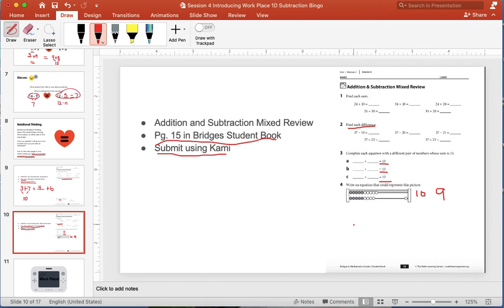If you have any questions, please let me know. Please don't forget to submit using Kami, or complete it all using Kami if you want to do it in your workbook and then put it on Kami, whatever you want to do. But it needs to be submitted through Kami, both of the worksheets. Please let me know if I can help you in any way.